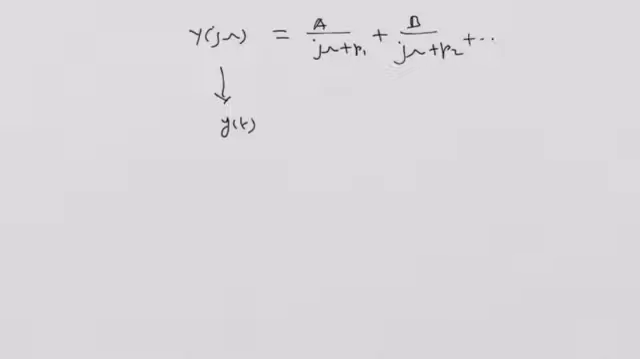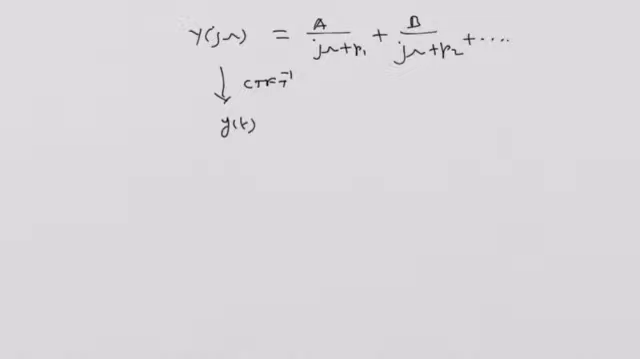Now the time domain response y of t can be obtained by just taking the inverse Fourier transform from the above expression, with factors j omega plus p2. So y of t can be obtained by taking the inverse CTFT on Y of j omega.